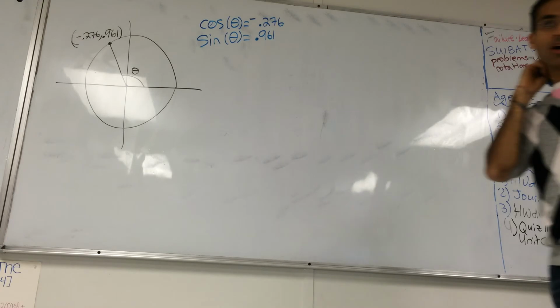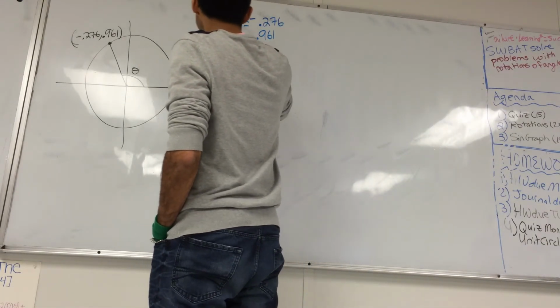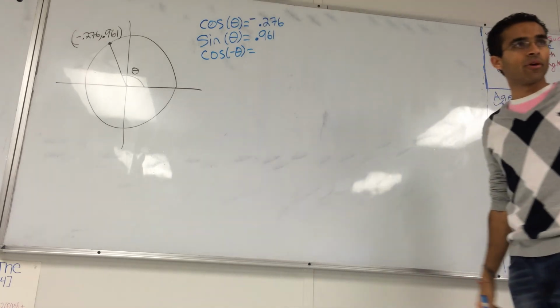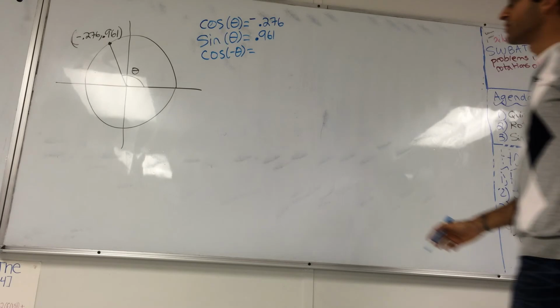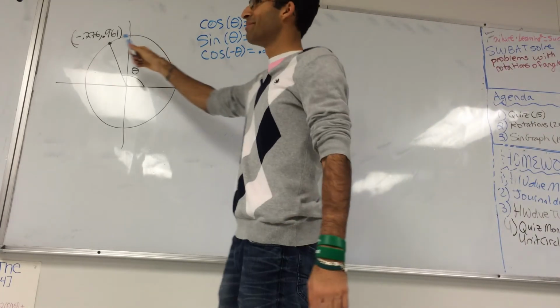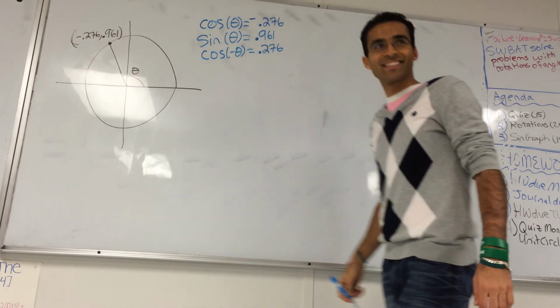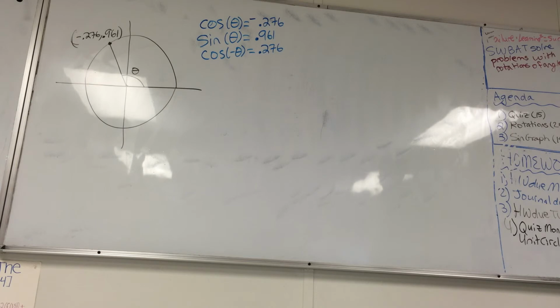Brianna. Cosine of negative theta. And some people might already be doing this at their desk. Great. Cosine of negative theta. Brianna, what are you thinking? Because I look at the x. But the x is negative 0.276. But then you find the opposite of it. Why do you find the opposite of it?